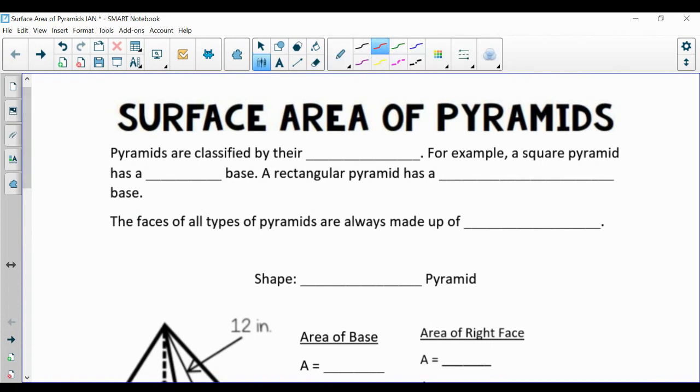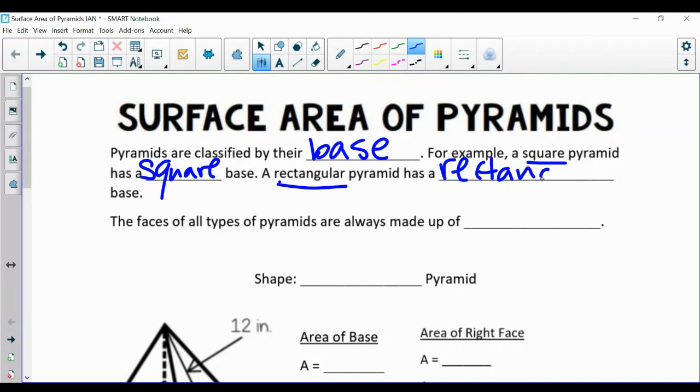All right, so first things first, pyramids are going to be classified by their base. Whatever shape their base is, that's the name of your pyramid. When I say classified, I just mean that they're named by their bases. So for example, a square pyramid is going to have a square base, which means that a rectangular pyramid has a rectangular base. Makes sense? So if I had a pyramid with a triangle base, what would that name be? That would be a triangular pyramid.